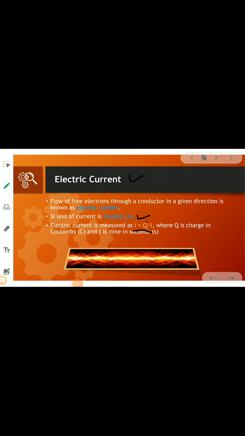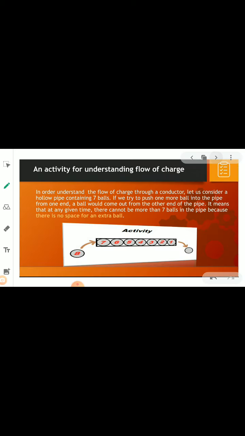Okay, let us move on to the next topic. Let us study the flow of charge. Let us understand the flow of charge with the help of an activity. You can see in this slide, in order to understand the flow of charge in a conductor, let us consider a hollow pipe. You can see a hollow pipe here which contains 7 balls, 1 to 7.